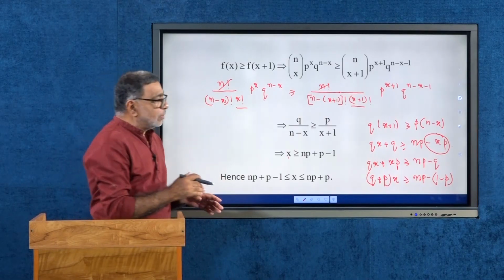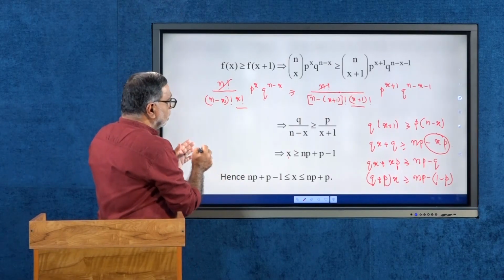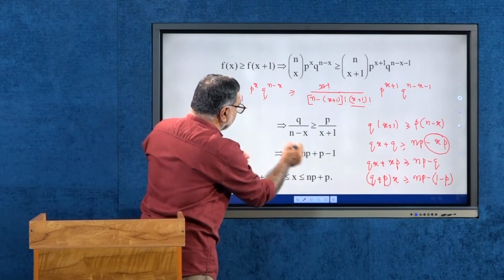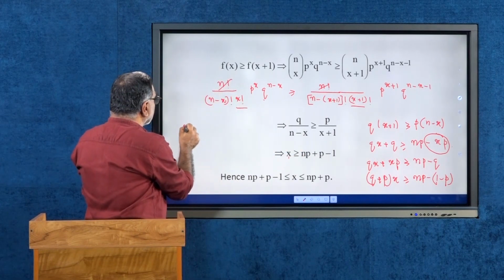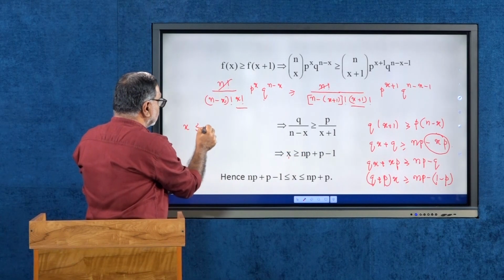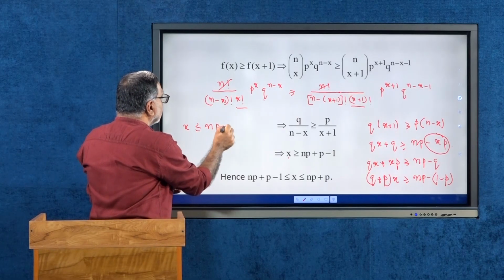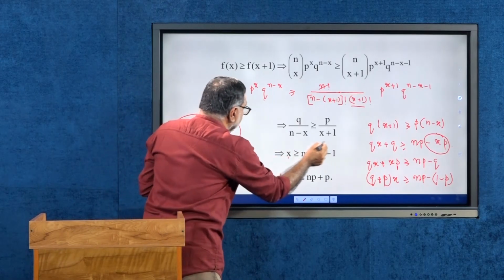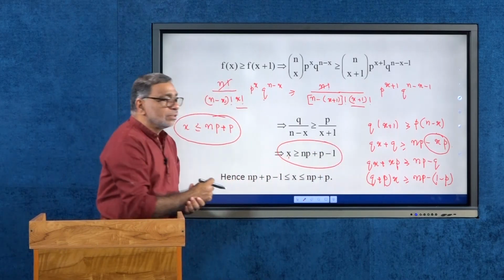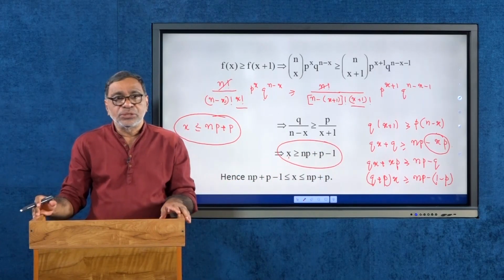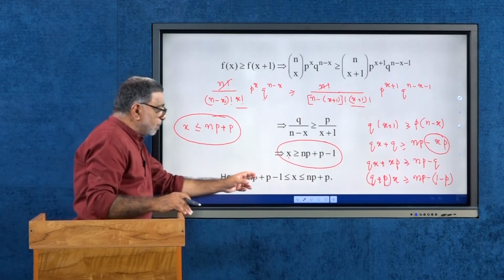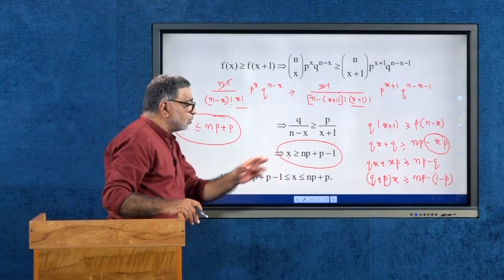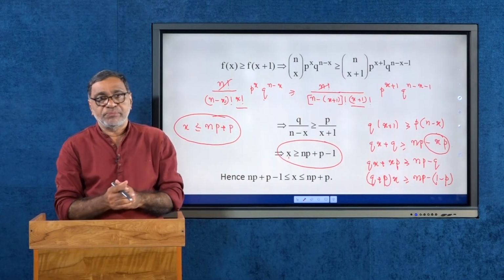So, earlier we had the expression x less than or equal to np plus p. In the first case we established this result, and now we establish this result. Combining these two inequalities, we have np plus p minus 1 less than or equal to x less than or equal to np plus p.